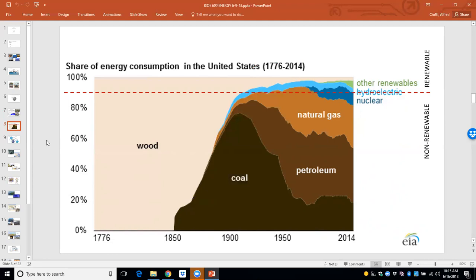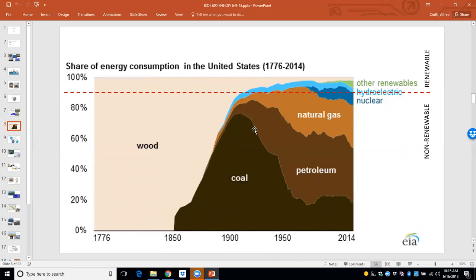Let's look at this overall chart here that gives us, since the Industrial Revolution going forward, the different sources of energy being used in the United States for the past 150 years or so. As we can see, first it was coal on the rise, huge. This is all the Industrial Revolution here during the 1800s into the beginning of the 1900s.